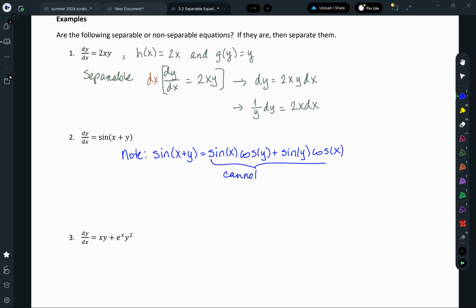So I cannot factor into a form where I'd have h of x times some g of y, or g of x times some h of y. Again, it doesn't matter which one gets h and which one gets g. The fact is that I cannot factor. And so what that means is I would never be able to have all x stuff on one side and all y stuff on the other side. And so we would say that this is not separable, and then there's nothing more we can do with it.